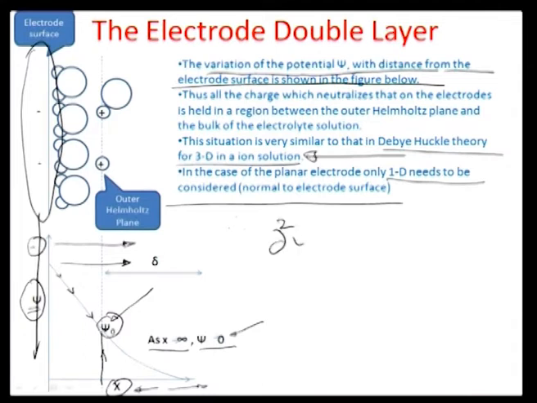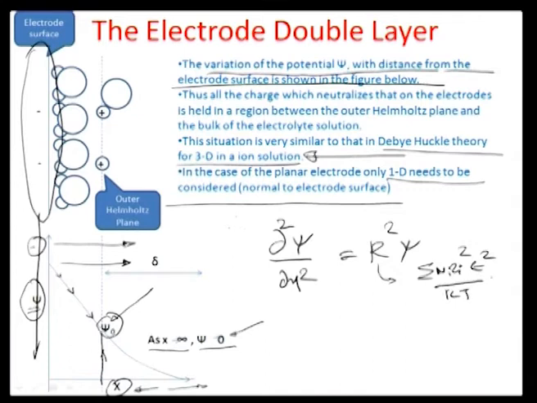We can just write d 2 xi by dx 2 is equal to k squared times xi, as you already know from the earlier equation. This k squared is the function which comes in terms of sigma n i z i squared, e squared by epsilon k t, and so on and so forth. So that is what the k squared term is here.